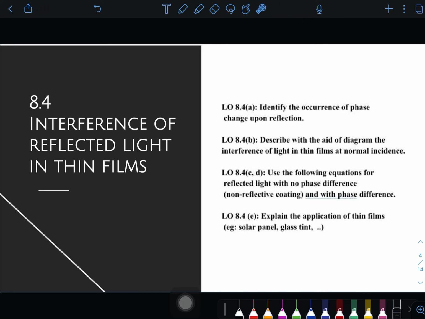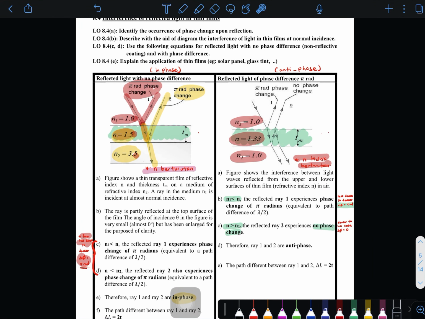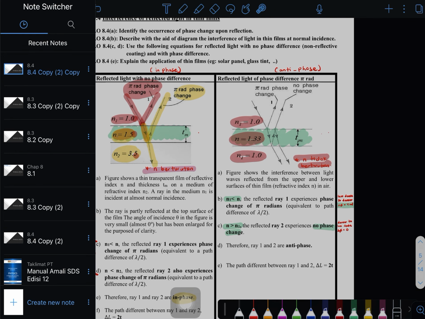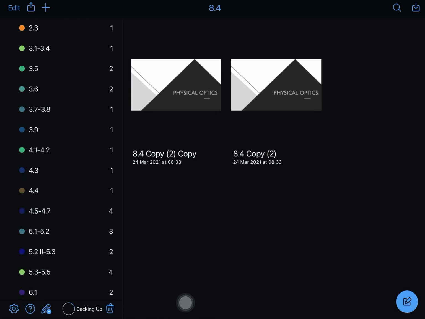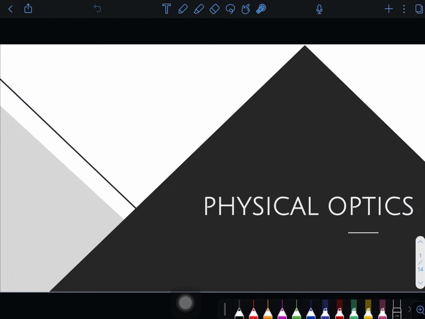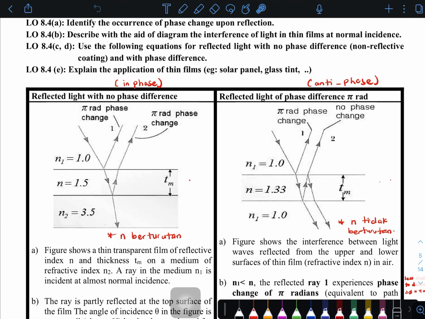Okay, so what is thin film? For example, in our daily life, the most related to us, thin film ialah kita punya screen protector on our phone. So thin film ialah lapisan yang nipis yang boleh menjadi protection for our screen.